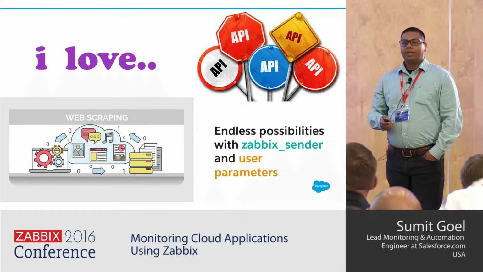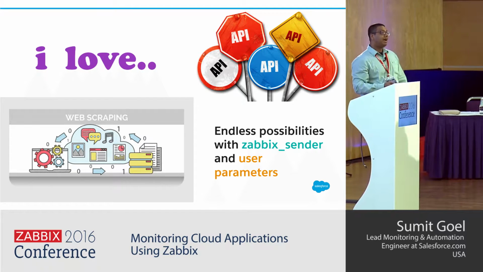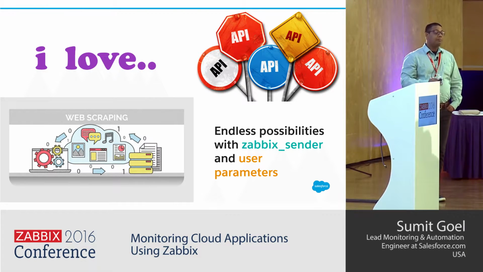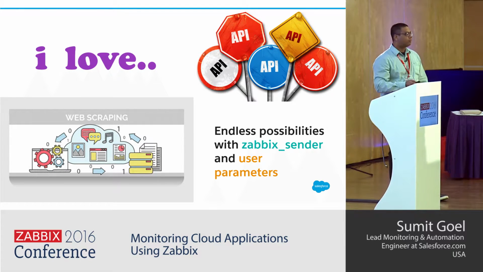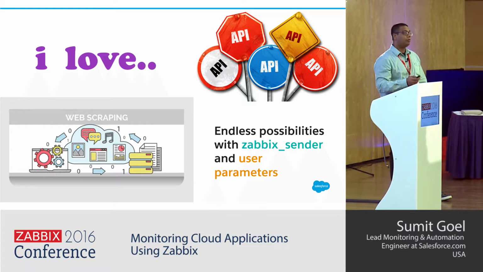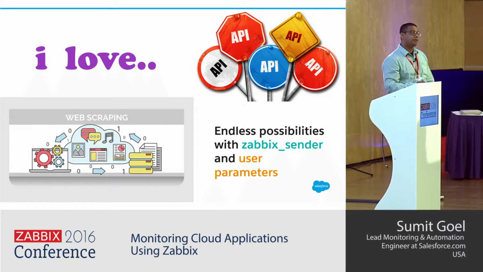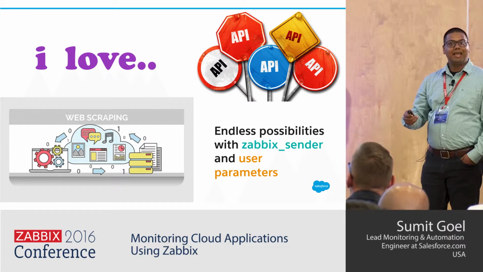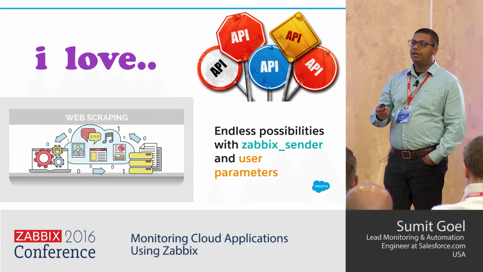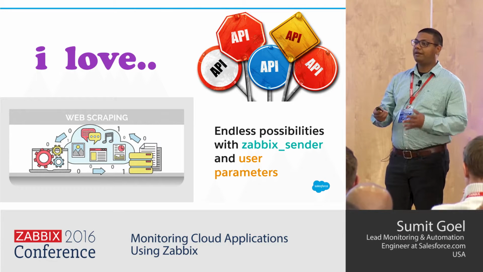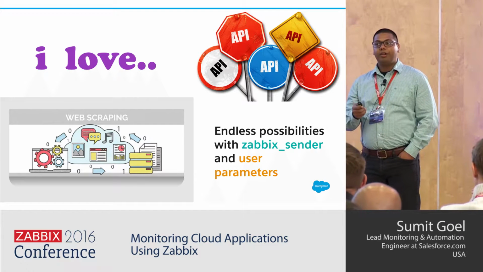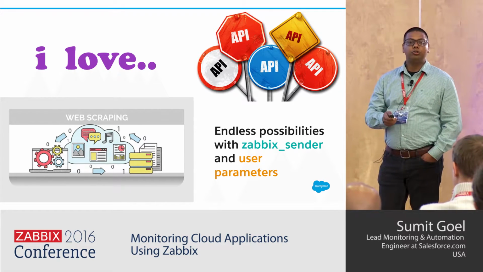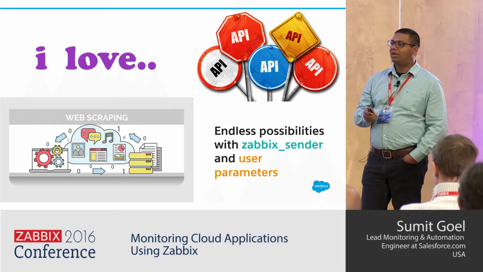There are two more ways we monitor the cloud applications: APIs and web scraping. APIs are awesome because they enable us to move data between two systems and programs. Some software service providers provide monitoring metrics using the APIs. We write Python scripts, fetch the data using the APIs, and feed it back into the Zabbix server using the Zabbix sender.